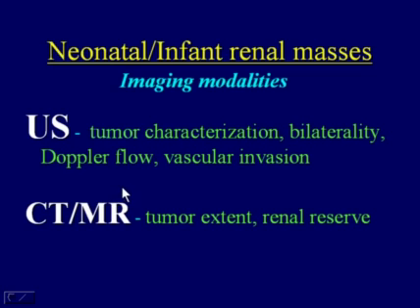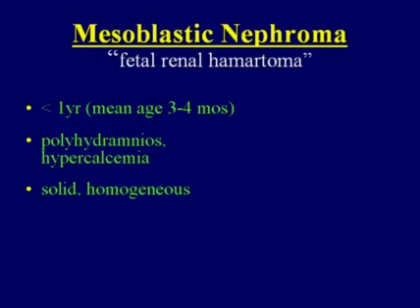Now, imaging modalities that we can use for renal masses in the neonate include ultrasound and CT or MR. Obviously, both have their advantages. Ultrasound is useful for tumor characterization and bilaterality. You can look at Doppler flow and vascular invasion. And in many cases, when you find a mass, a CT or an MR then ensues to get an idea about the overall tumor extent and the renal reserve.